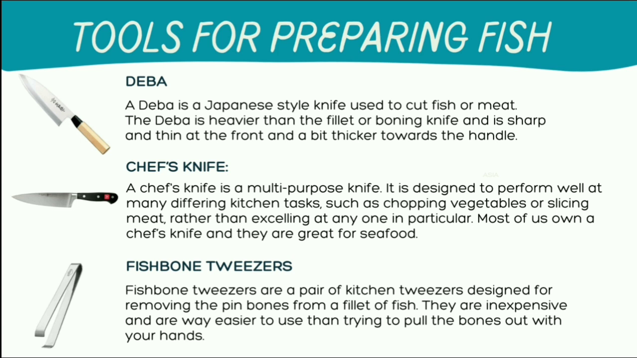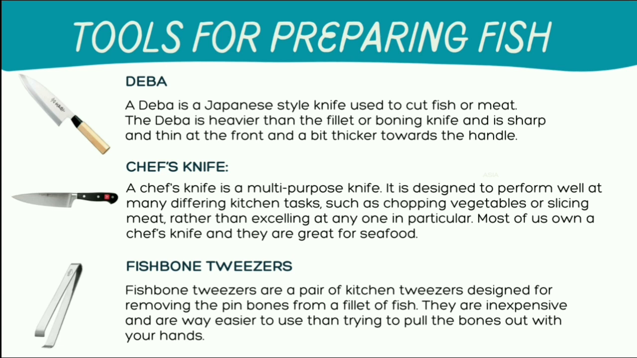Next, chef's knife. A chef's knife is a multi-purpose knife. It is designed to perform well at many different kitchen tasks, such as chopping vegetables or slicing meat, rather than excelling at any one in particular. Most of us own a chef's knife, and they are great for seafood. Chef's knives come in various sizes. We recommend when filleting using a knife that feels comfortable to you, seems appropriate for the size of fish you have, and you feel you have control with.